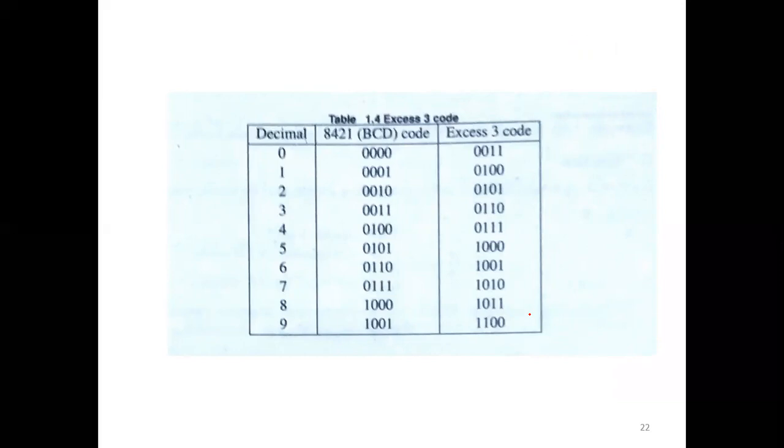XS3 code means we add three to the binary number. If it is 0, the XS3 code will be 0 plus 3, which is 3. That means we are adding 3 to the binary number. For example, for 7, the XS3 value will be 7 plus 3, which is 10. Like that we can calculate the XS3 code. In the reverse operation, if you want to convert XS3 to binary, you have to subtract 3 from the XS3 code. Okay.